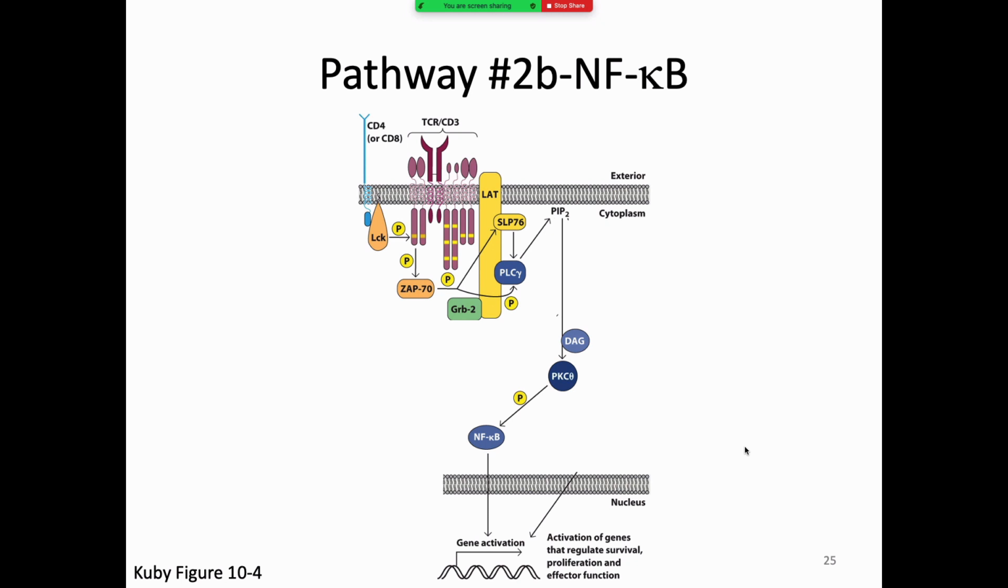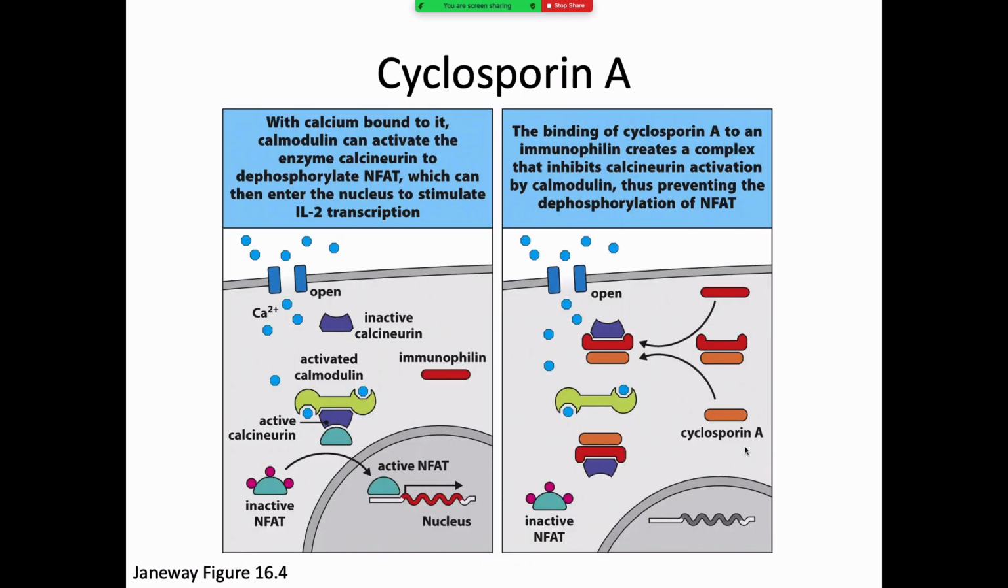The nuclear factor for the kappa chain in B cells, while NFAT was the nuclear factor for activated T cells. But now we know they all do both.